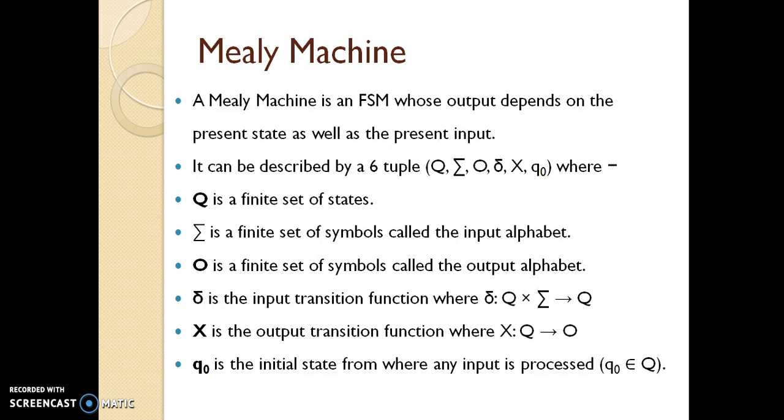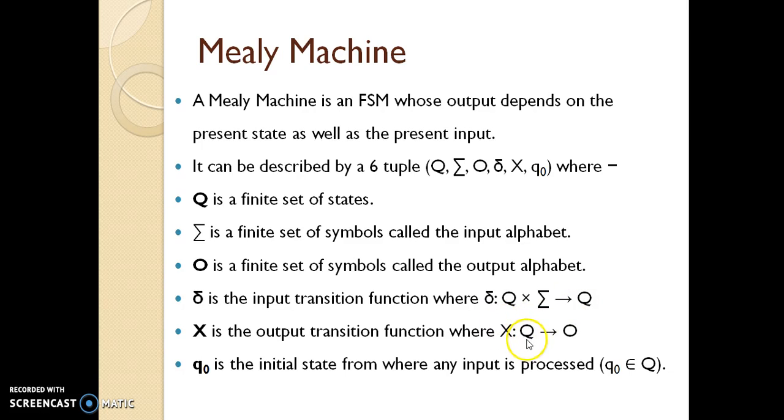Mealy machine is a finite state machine whose output depends on the present state as well as present input. It can be described by a six-tuple. Q, a finite set of states. Summation is a set of symbols called input alphabet. O is a finite set of symbols called output alphabet. Delta is the input transition function where Q cross summation tends to Q.